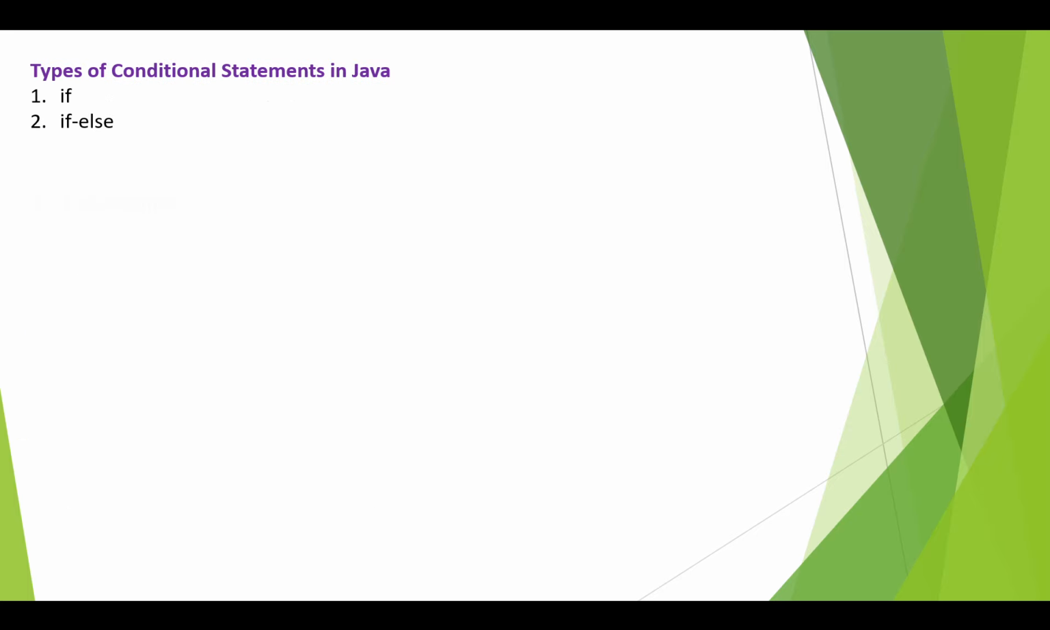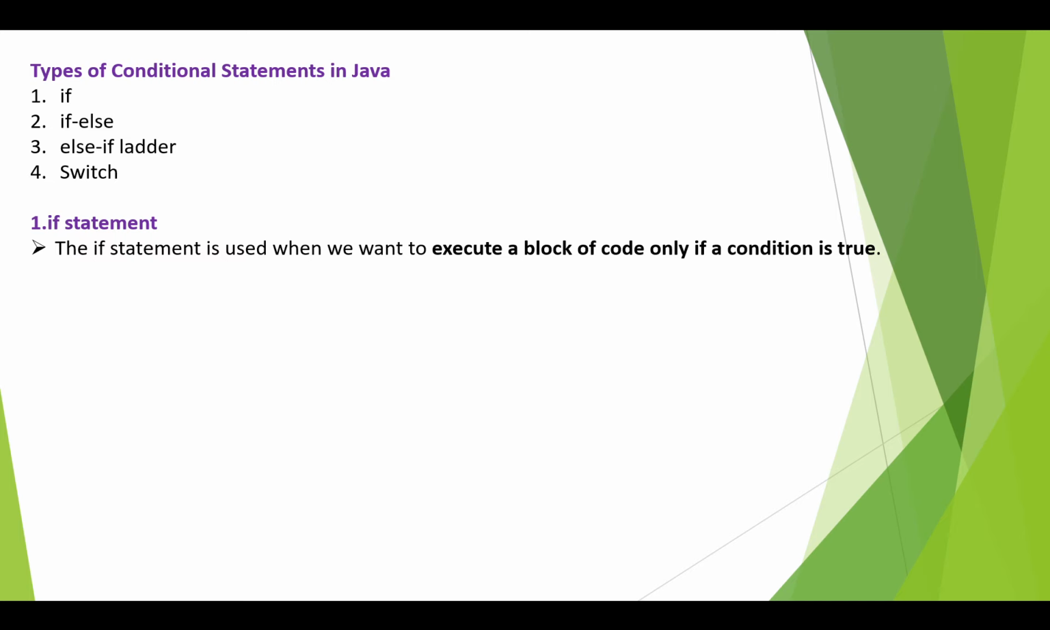Let's see the different types in conditional statements. Like we discussed, we have a total of 4 types of conditional statements in Java: if, if else, else if ladder, and switch. Let's go through them one by one and understand each and every type. So let's start with the if statement.